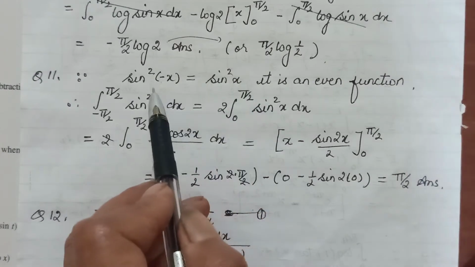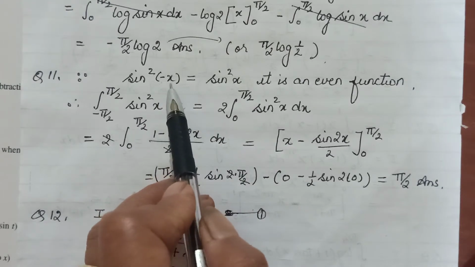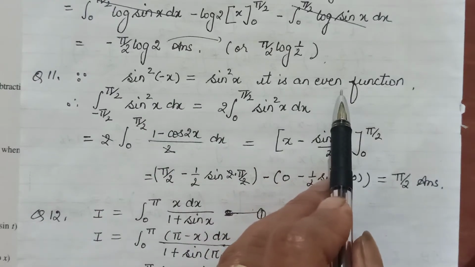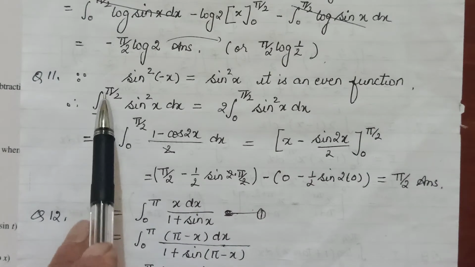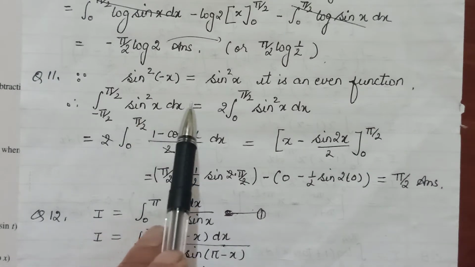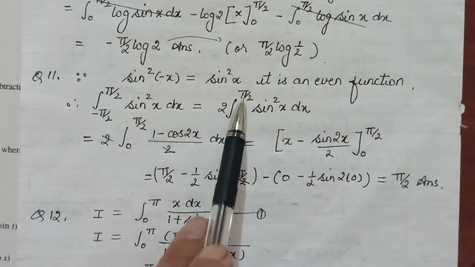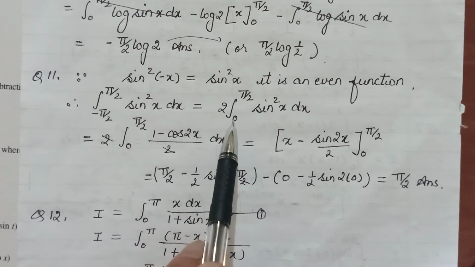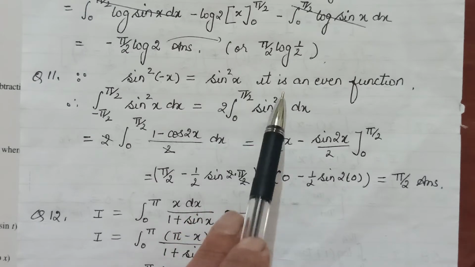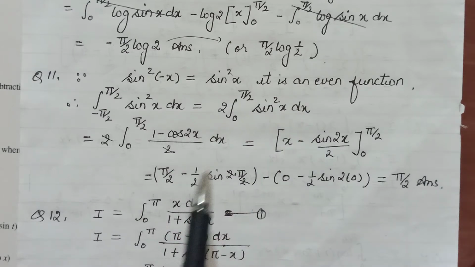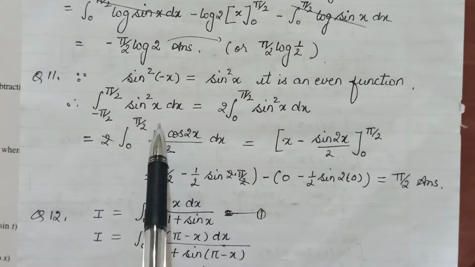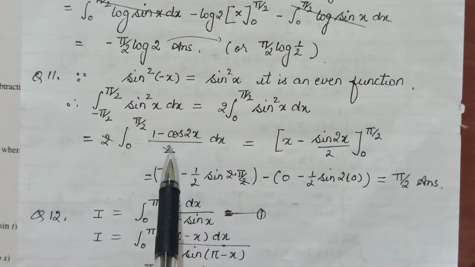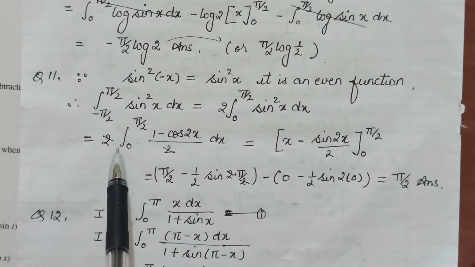So the function is the same when we are replacing the variable by negative, so we would say it is an even function, and because it's an even function, straight away by the property, minus a to a of an even function becomes 2 times 0 to a. Okay, so it becomes 2 times 0 to a sine square x. Then sine square x, we know how to do that. That can be replaced by the formula 1 minus cos 2x by 2. So this 2 and 2 also balance out.